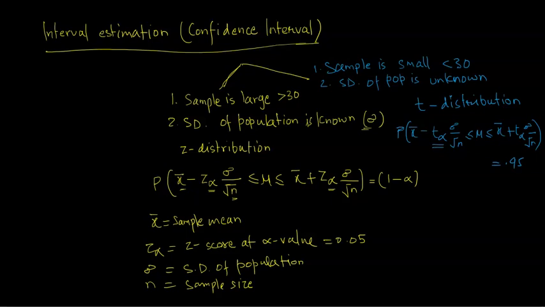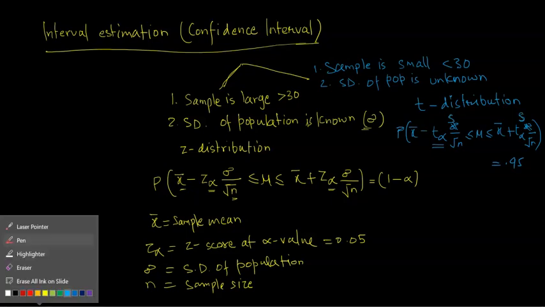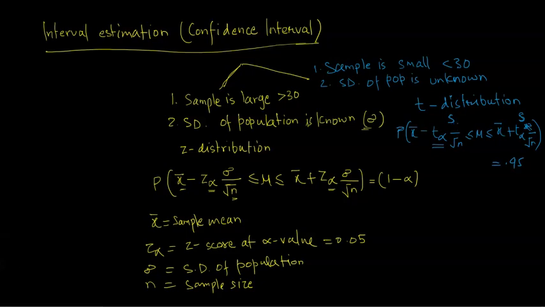Oh, I made a mistake here. The population standard deviation is not known. So this would be small s, that means the sample standard deviation. Let me just rewrite it, so I'll just clean it up here. And I'm going to put something called small s. That is the sample standard deviation.